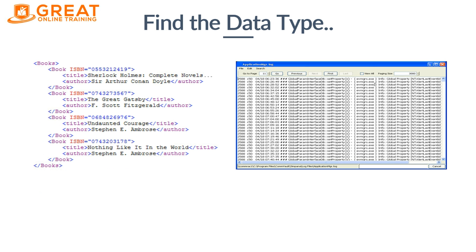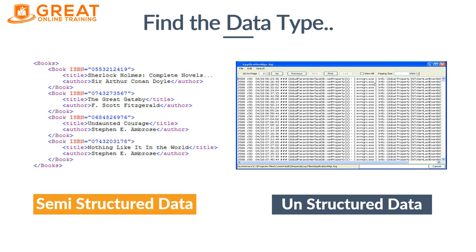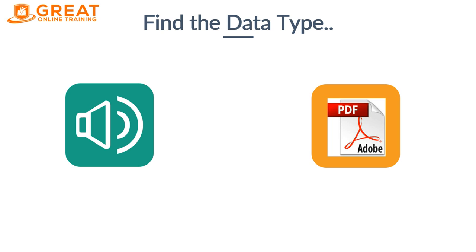Next, books data, which is in the form of XML. Which variety of data is this? Yes, this is semi-structured data, because XML data and JSON data are categorized as semi-structured data. And the next one is logs generated from a particular application. We can consider this as text data. So which variety is it? Definitely it is unstructured data. Text data will be considered as unstructured data.